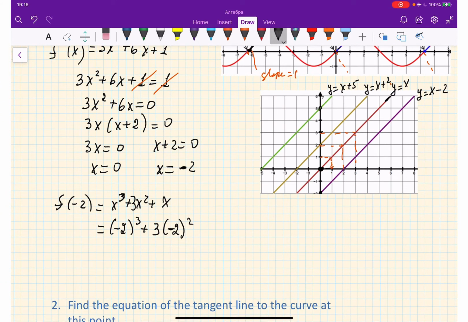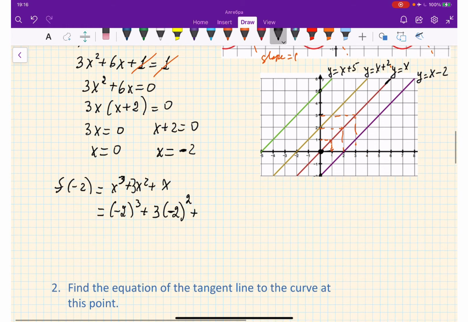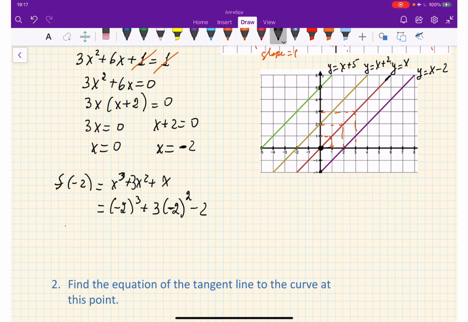In the previous case, I used the derivative because I had slope, right? So, okay, 3 times negative 2 squared, and plus x, which is minus 2. Okay, let me clean this and just put minus 2. All right, so from here, we are getting f of minus 2 is equal negative 8 plus 12 minus 2. And we have here 2.